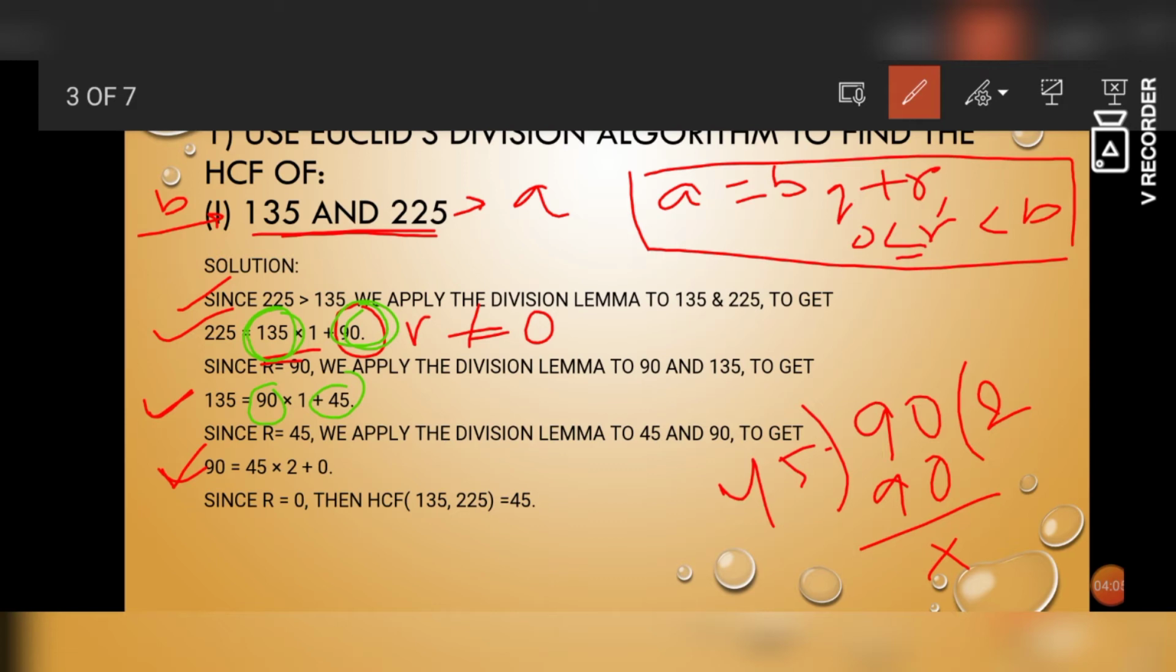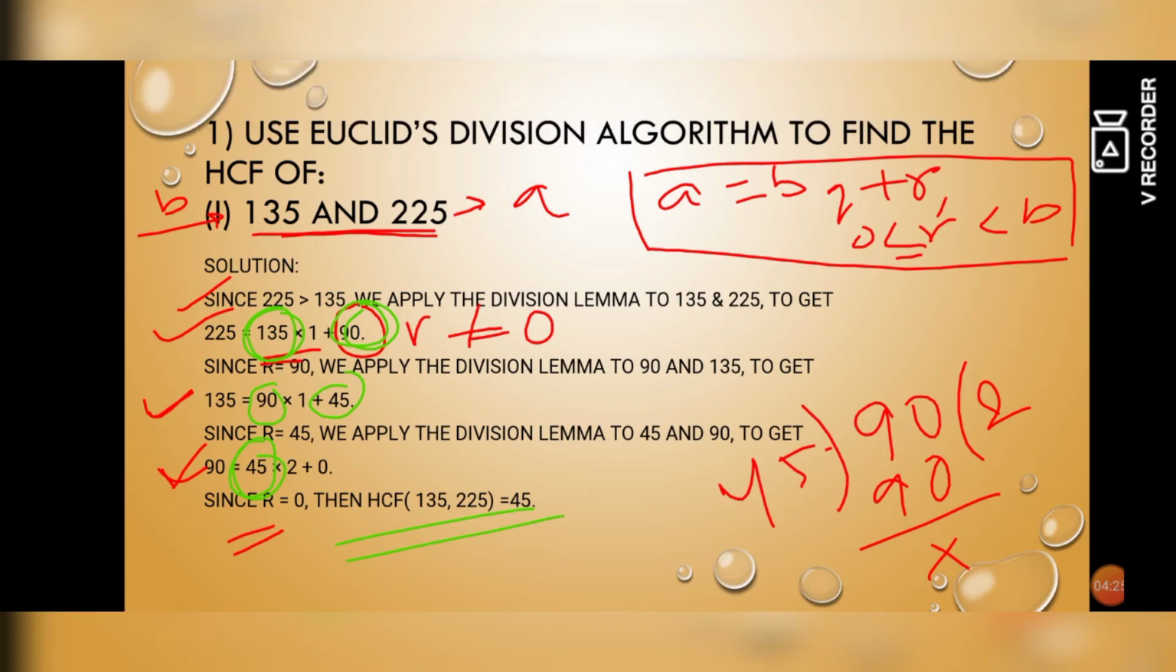Now our remainder becomes 0. Since our remainder becomes 0, our HCF will be 45. So the HCF of 135 and 225 is 45. So HCF can be found using Euclid's division lemma by this process. Now let us see the second part.